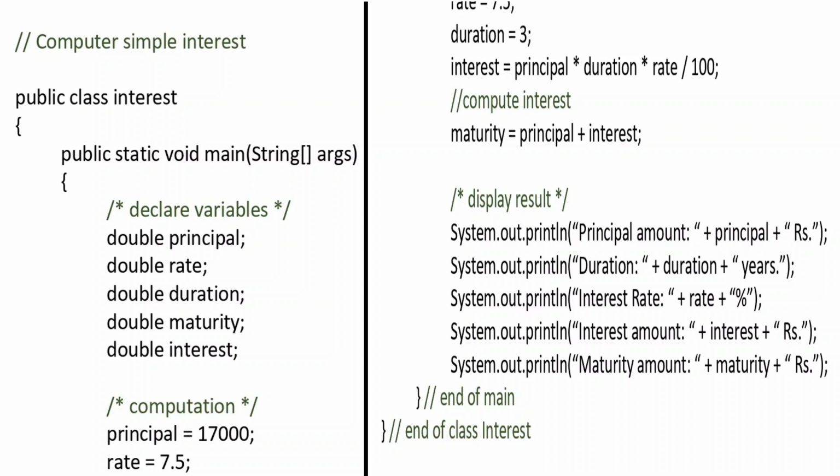So it will print duration 3 years, interest rate 7.5 and percentage sign, and then whatever interest it has calculated and whatever maturity amount it has calculated. Then it is end of main method, and then finally it is end of class interest. Those 2 curly brackets which we started in the beginning of the program are getting over here.